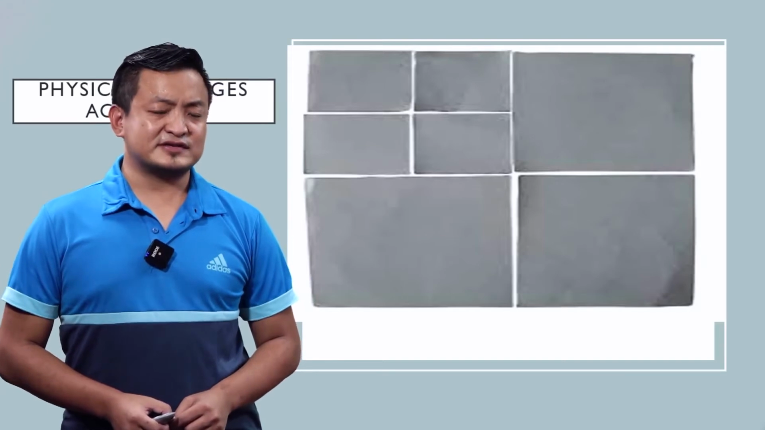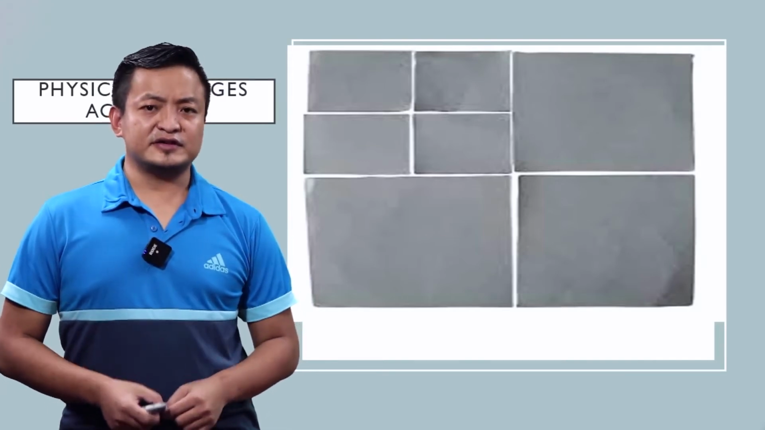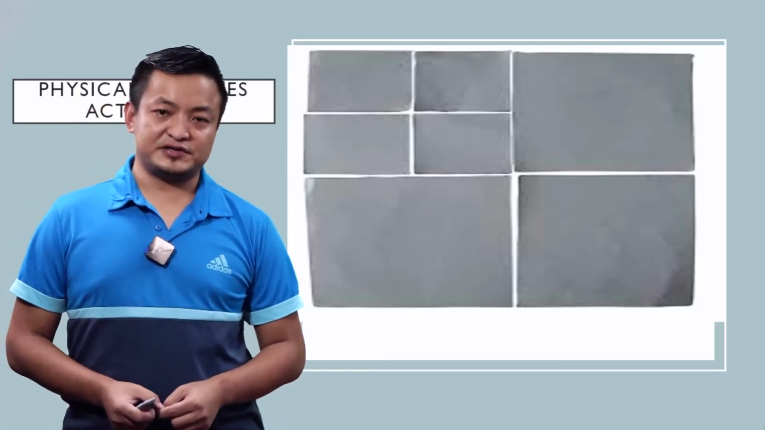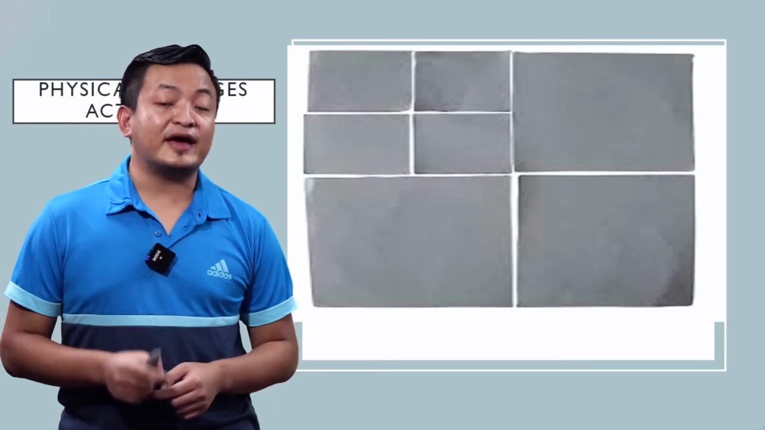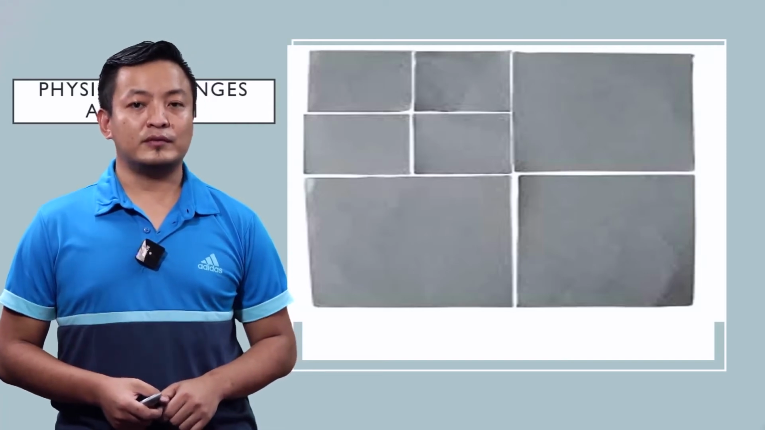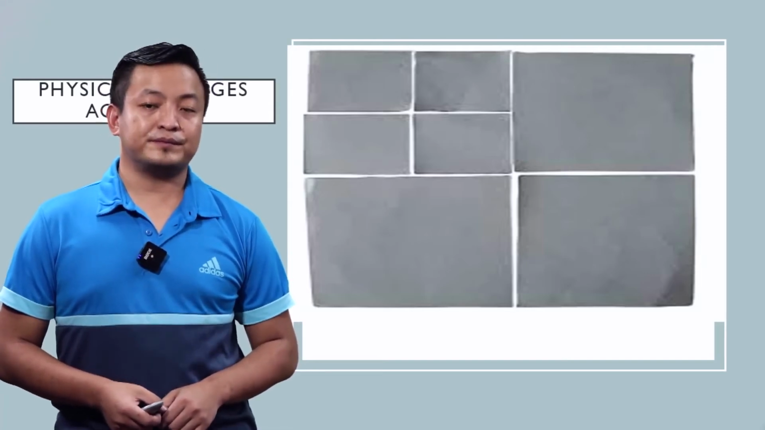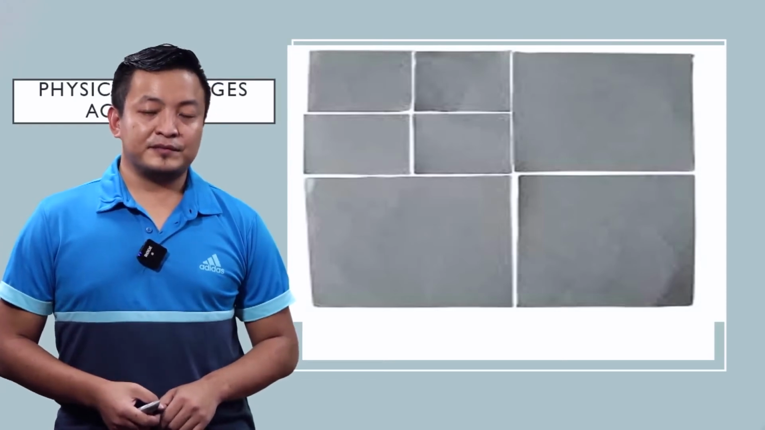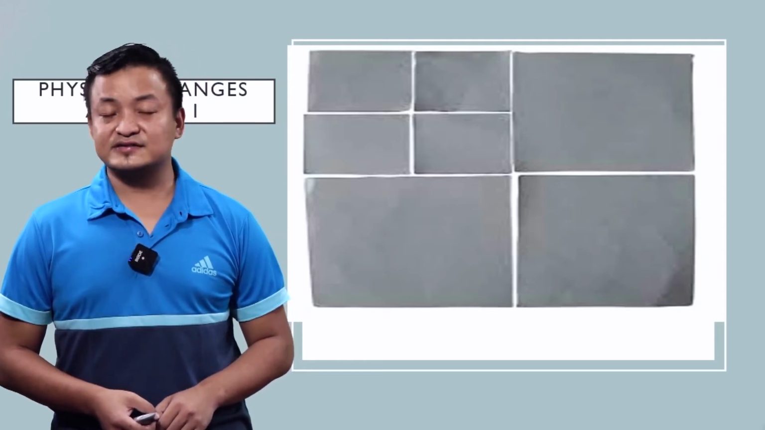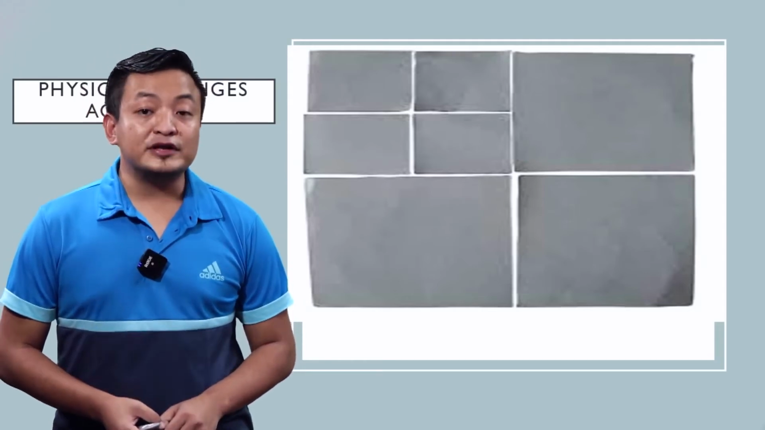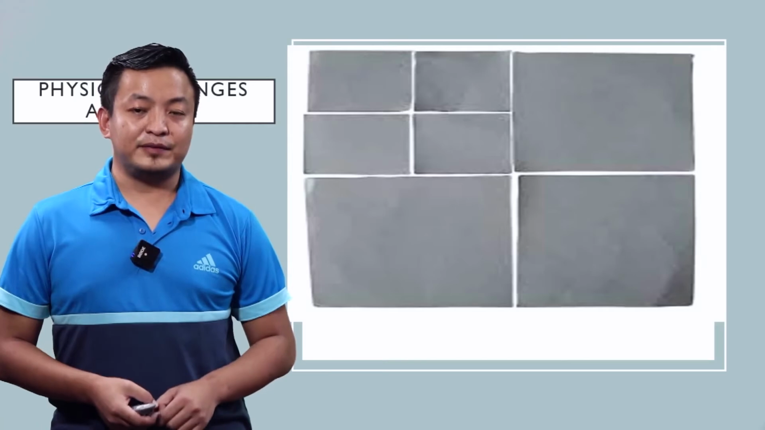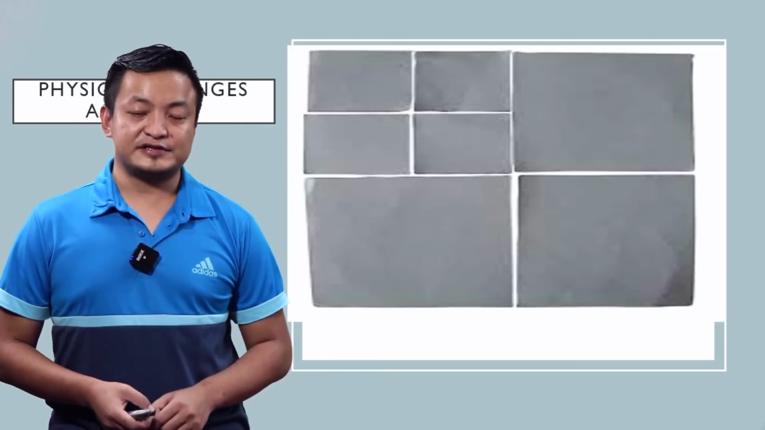We see that, students, the size has changed, right? The shape has changed. But did we get any new substance? No. It is still a paper. So yes, here we see that there are some changes in the physical properties such as the size and shape, but we did not get any new substance. So this is an example of a physical change.